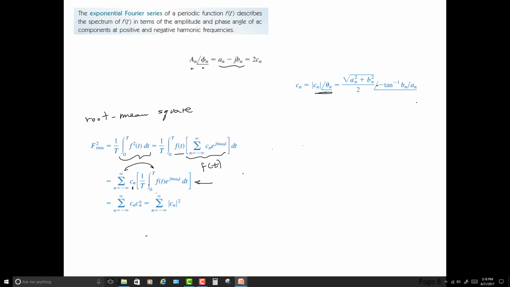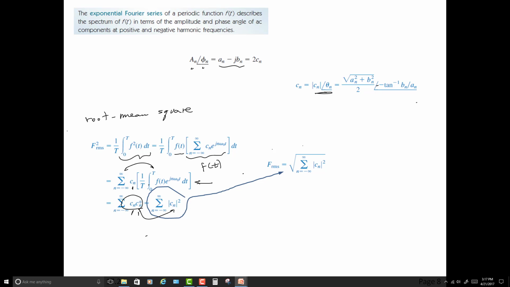Right, and then finally, I take my integral of the function times e to the j omega t, and what does that give me? That gives me c conjugate. Okay, and this pair gives me magnitude squared. All right, and that all comes together to be what?